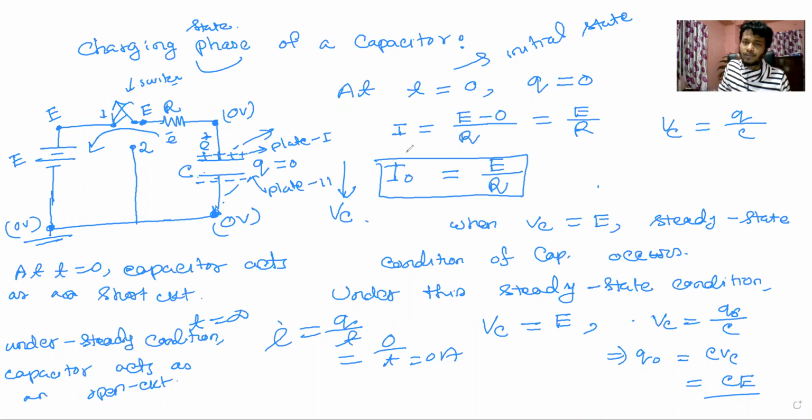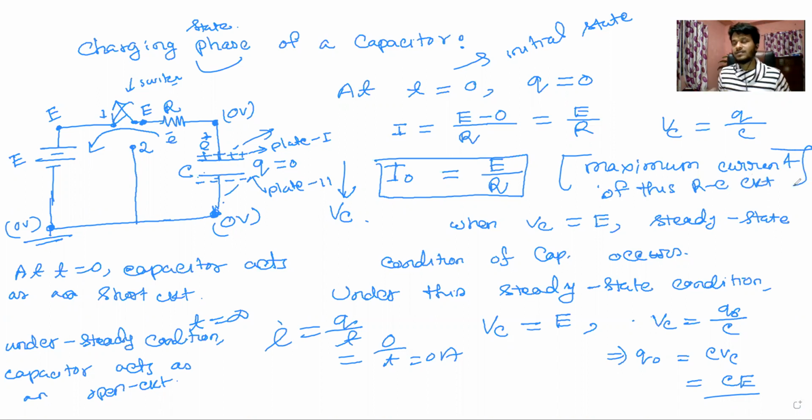So of course, I naught will be the maximum current of this circuit, isn't it? The initial current will be the maximum current of this circuit, because over time the current will actually decrease. So we can say that I naught is the maximum current of this RC circuit. Okay, is it clear?